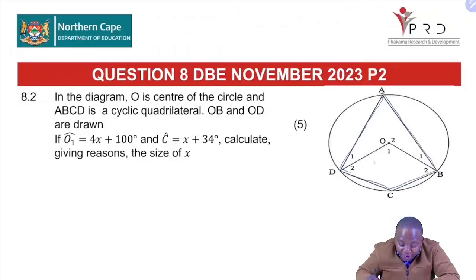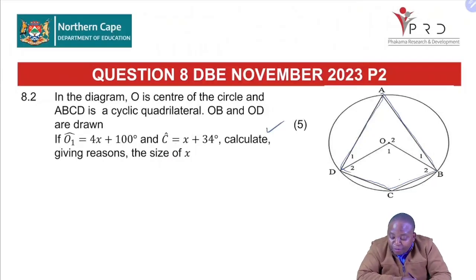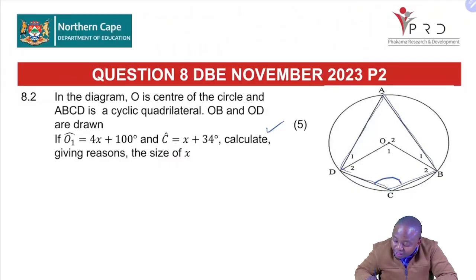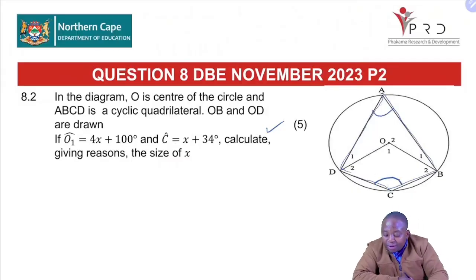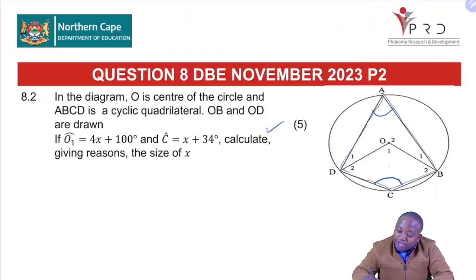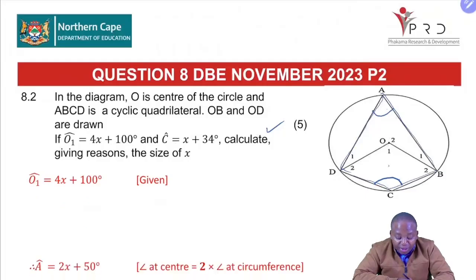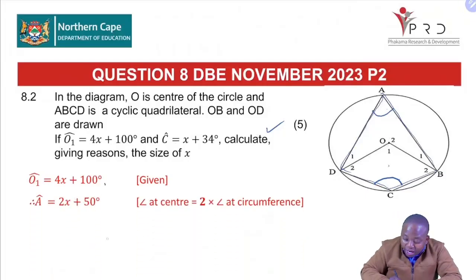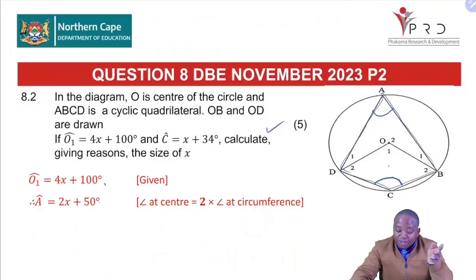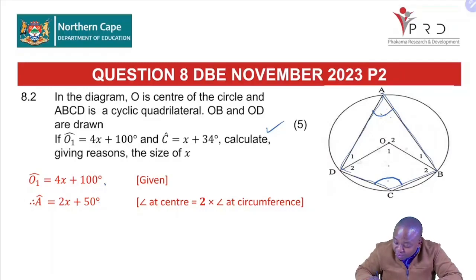Now, we are told that O1 is 4x plus 100, and C is x plus 34. Calculate the size of x. Before we can find the size of x, we know that C and A add up to 180 because those are the opposite angles of a cyclic quad. We're given O1 and we're given A, so there are two options. We could have used the opposite angles of a cyclic quad, or we can use the angle at the center, which is twice the angle at the circumference.